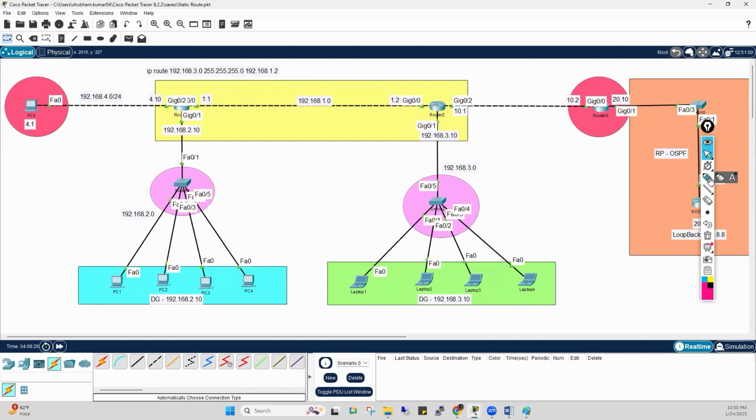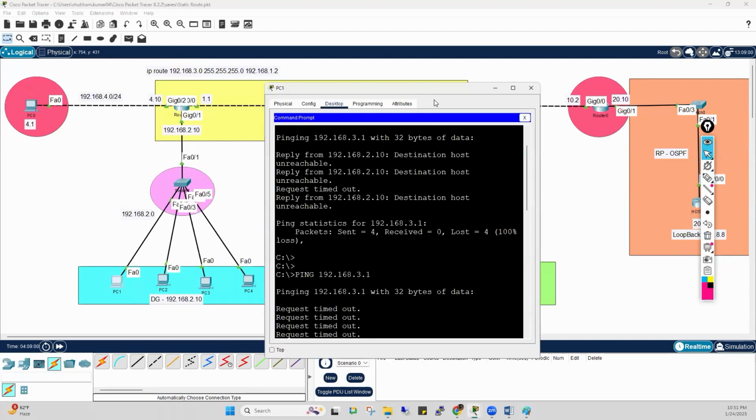Now see very carefully. Here, after ip route, I am writing 192.168.3.0. Is this a single host IP address or a complete network? That is the complete network. It means I am allowing the complete 192.168.3.0 network. If PC number one wants to ping any laptop here, there is no problem, because on this router you allow the complete network.